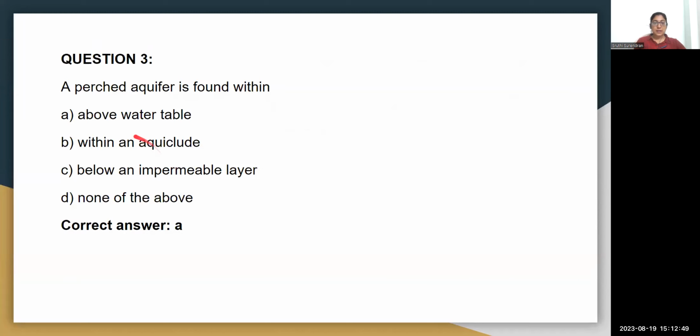Perched aquifers are generally found above the water table, where an impermeable layer is formed and water gets accumulated in. So that answer is also right.